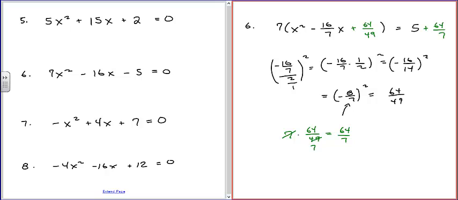So now the final, well, almost final answer. 5 is going to be 35/7, because 7 times 5 is 35. So 35 divided by 7 is 5. Okay, here's the final answer. It's going to be 7 times x minus 8/7 squared is equal to, so we have 35 plus 64, which is 99. 99 over 7. And there we're done.